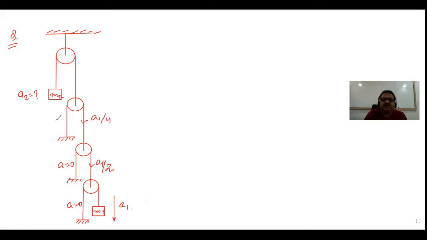This pulley is fixed, this is 0, because this string is fixed with this portion. That is why I am saying A1 by 4 plus 0 divided by 2, this is A1 by 8. Now look at this, this is fixed, okay? So this will move down with the acceleration A1 by 8 downward. So this is one of the ways by which we can solve it.